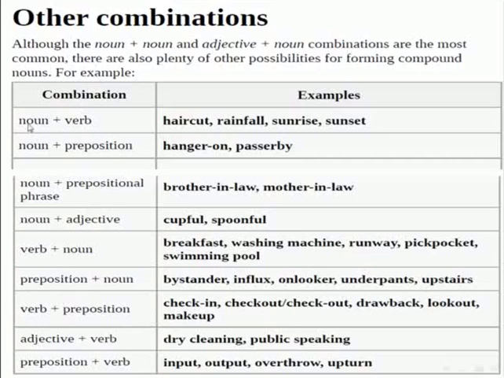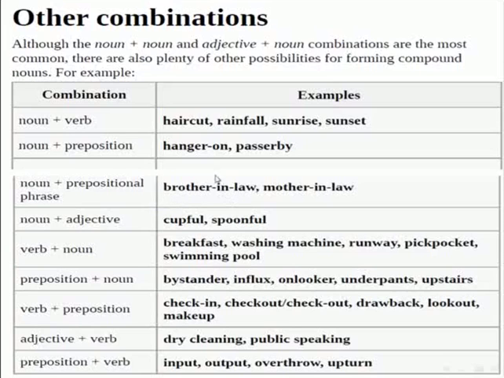The first combination, noun plus verb. Example: haircut, rainfall, sunrise, sunset. Now noun plus preposition: hanger-on, passerby. Noun plus prepositional phrase. It's a preposition but not one word. Two words with the preposition here, plus noun.